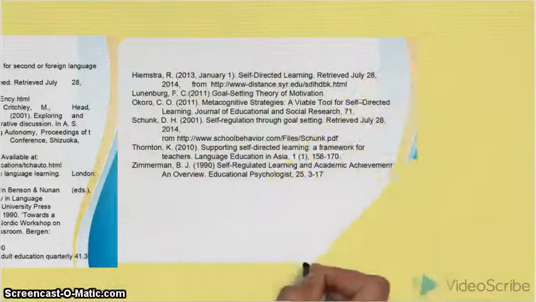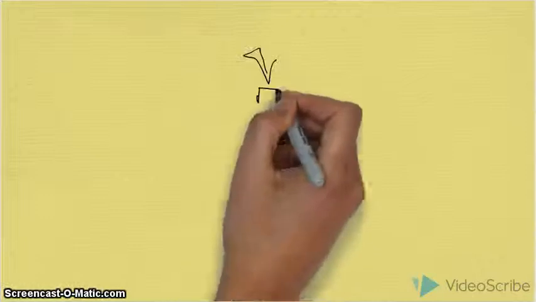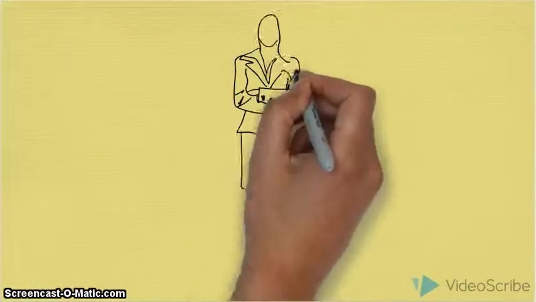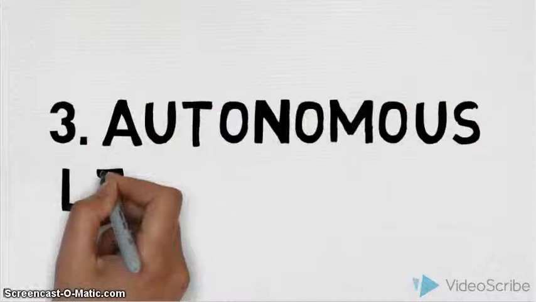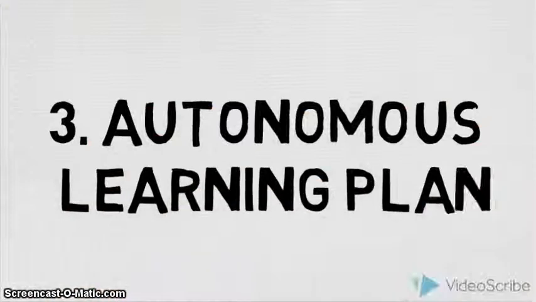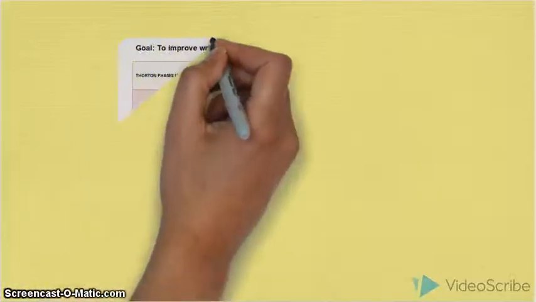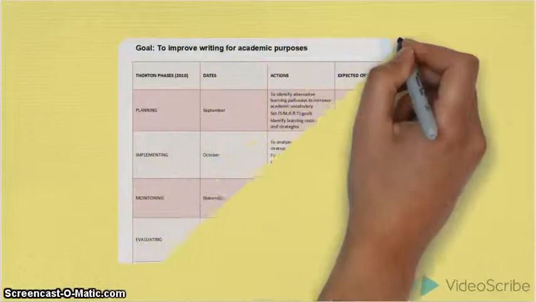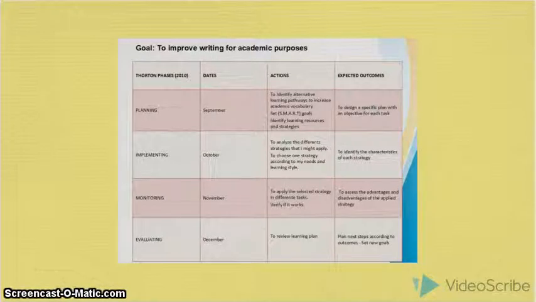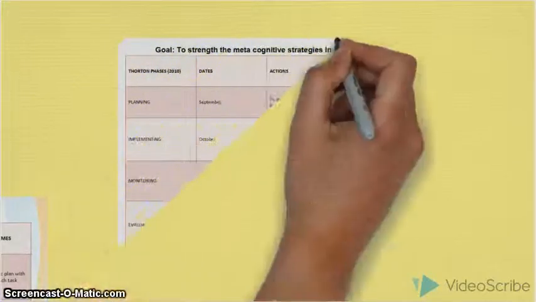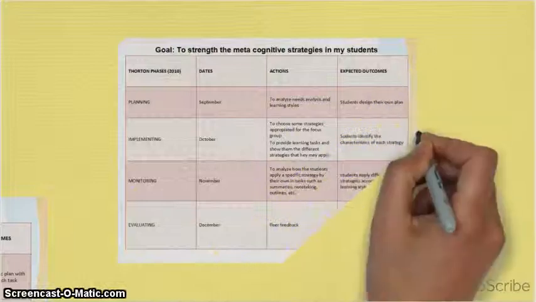Now, regarding the different concerns that I have in the personal and professional field, I have designed the following autonomous learning plan. First section, my goals: to improve writing for academic purposes and to strengthen the metacognitive strategies in my students. My plan is divided into 4 phases, as Thornton states: planning, implementing, monitoring, and evaluating. The first phase will be applied in September, and the last one will be applied in December. Moreover, each phase includes the corresponding purposes, actions, and expected outcomes.